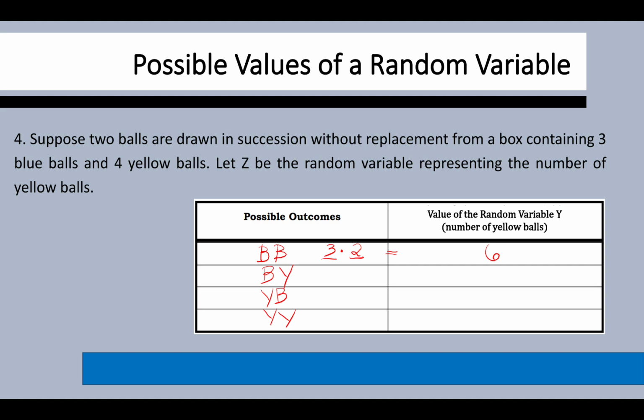Now, if the outcome is blue and yellow, we have 3 blue. How many yellow do we have there? The yellow is not reduced because the first ball we got was blue. So we have 12 in total. That's the logic. For yellow and blue, we also multiply: 4 times 3, that's 12. Now this is yellow, yellow. On the first draw, we have 4 yellow, but since we already got the first yellow, there are only 3 yellow balls left in the box. So we have 12 again. So what is the total number of outcomes?